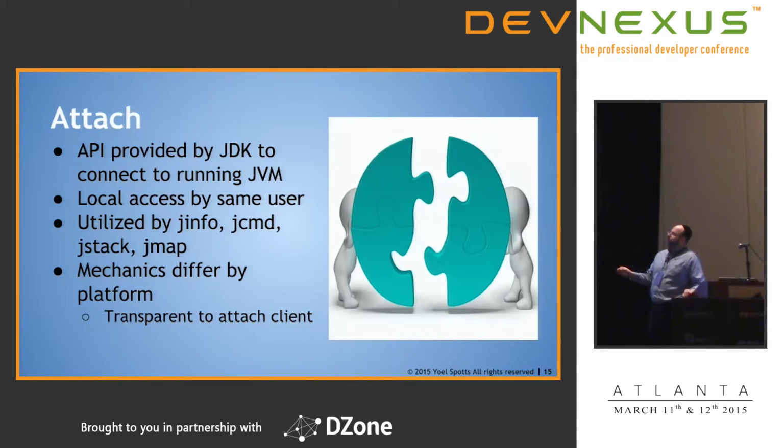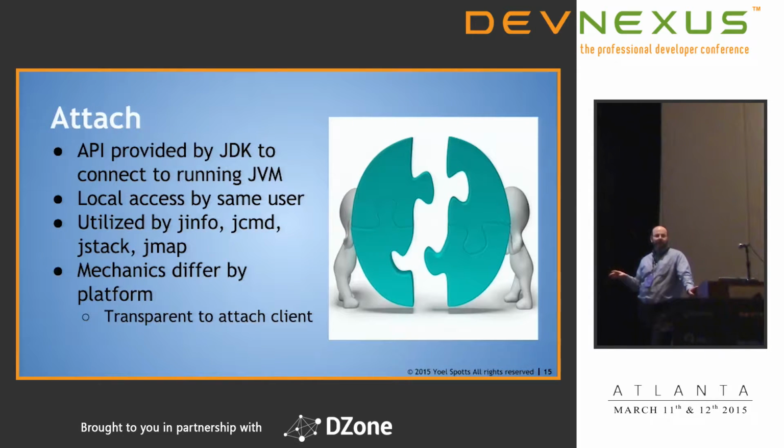As I mentioned, local access, and it must be by the same user. However the particular program was started, however the JVM was started, whoever has ownership of that can only be accessed through the attach API by the same user. And I'll mention it more in detail, but here are some of the commands that utilize this attach API. What's important about the attach API is that everything is transparent to the client.